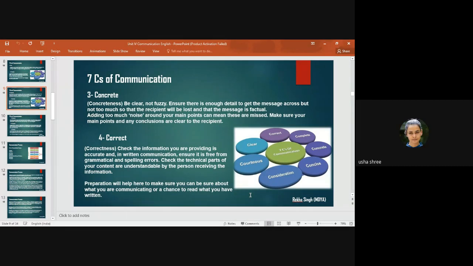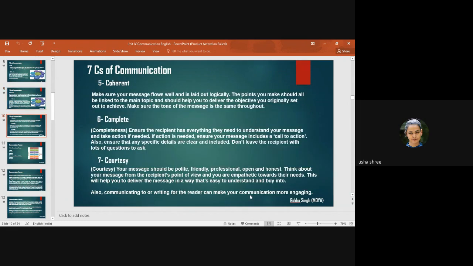Correct. Then being correct is to ensure that the message that we are trying to convey is accurate and grammatically correct. And to be coherent is to ensure that the message is conveyed well. It should be flawless, and it should also be laid in a logical manner, like the sequential manner. We can't put the first one in the end and the last one in the beginning, something like that. Good. So it should flow in a very coherent and consistent manner.